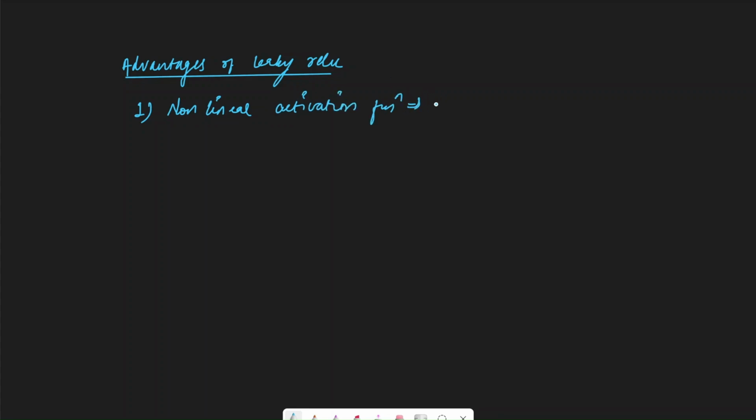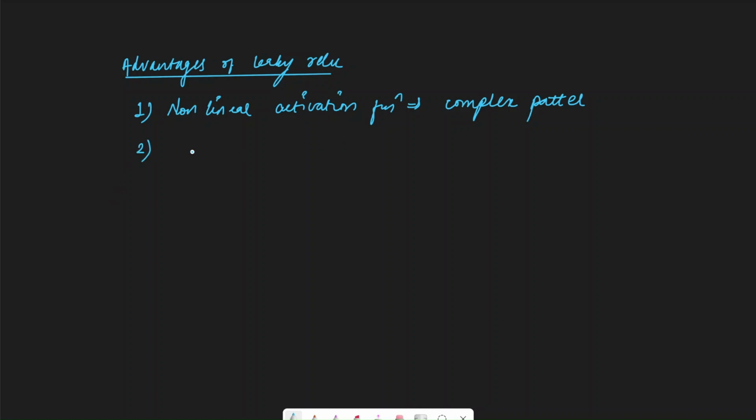Now let us discuss the advantages of leaky ReLU. First advantage is that it is a non-linear activation function. And this is important because complex patterns are non-linear in nature, and to understand them, we need a non-linear activation function. So leaky ReLU is fit for purpose.